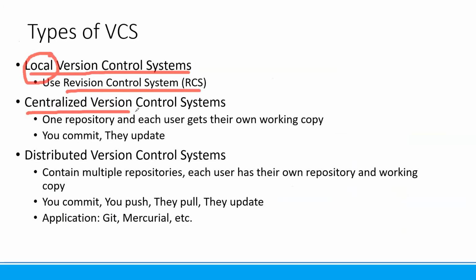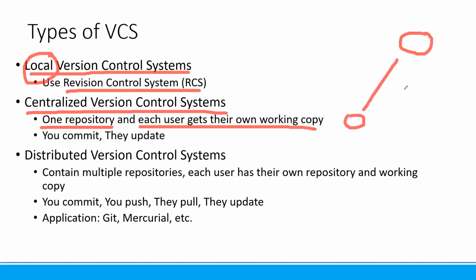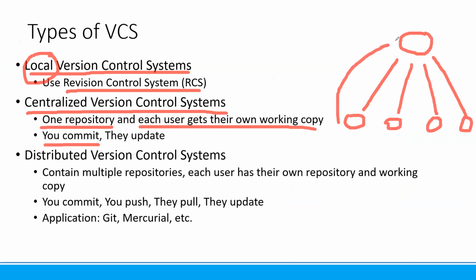The other kind of version control system is the centralized one. The centralized means you will have one repository, one cloud, and each user gets their own working copy. So I have one repository, and then each user has their own copy. After they have their own copy, they can work with it. When you commit here, it will be updated to each of the users. Because this is the centralized.